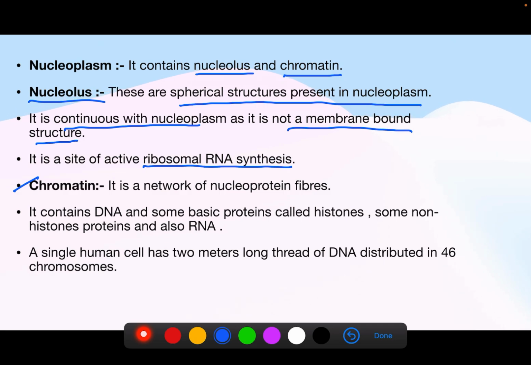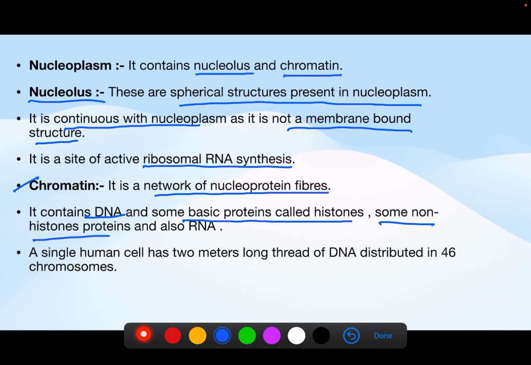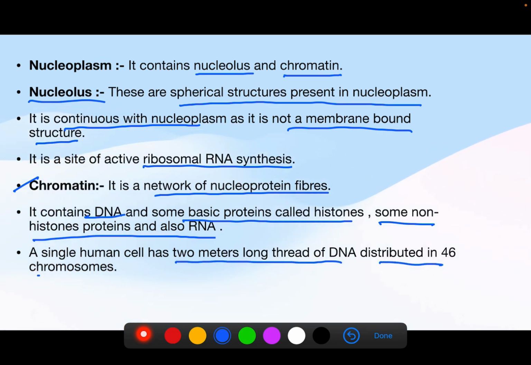At last we have chromatin. It is a network of nucleoprotein fibers. It contains DNA and some basic proteins known as histones and some non-histone proteins and also RNA. A single human cell has a 2-meter long thread of DNA distributed in 46 chromosomes. Now chromosomes are seen during the M phase of the cell cycle, which is also known as the mitosis or meiosis phase of the cell cycle, which happens during cell division.